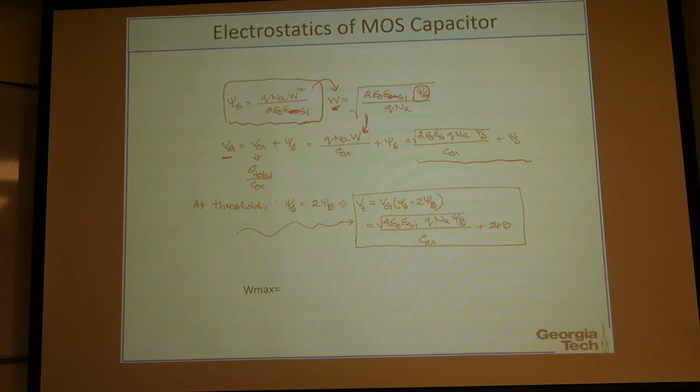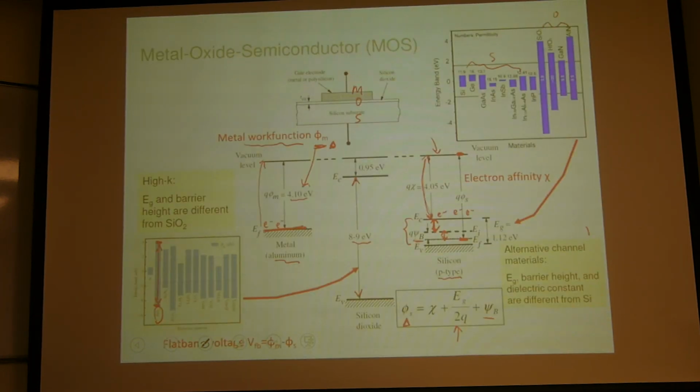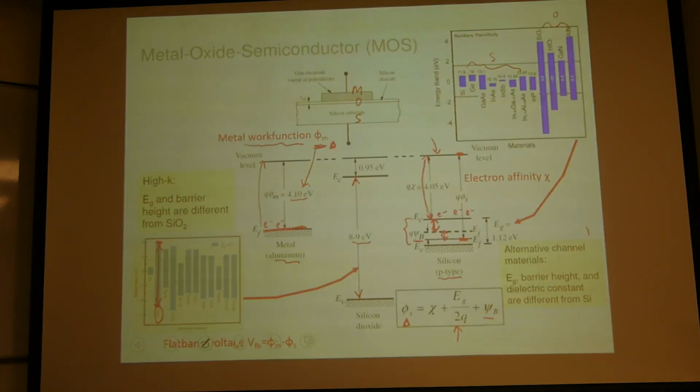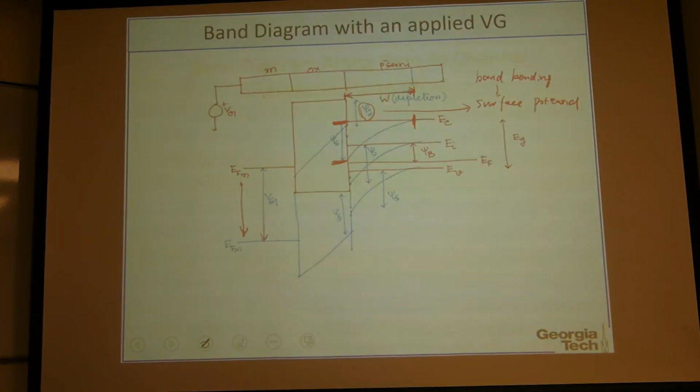Okay, eventually we get the gate voltage as a function of phi s. Why do we care about this? Because as we discussed two slides before, when you have the inversion, you need to bend the band down by 2 phi d. That means phi s equals 2 phi d. That is the condition for the inversion.